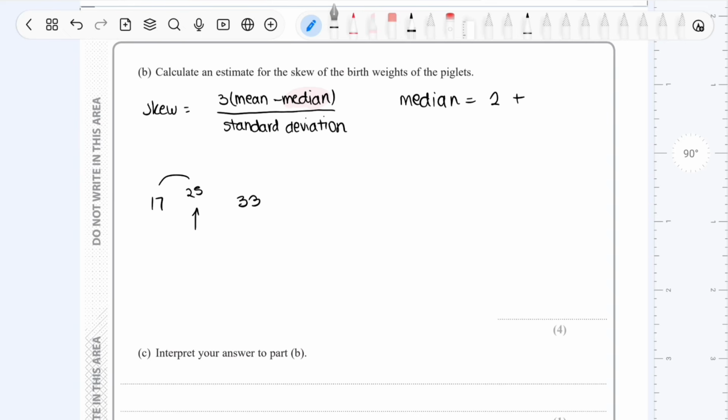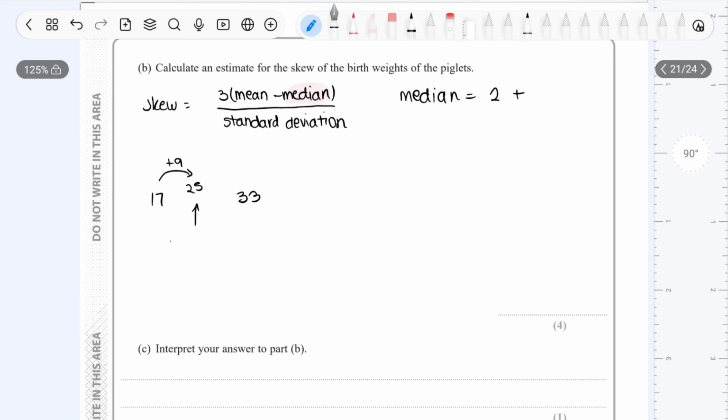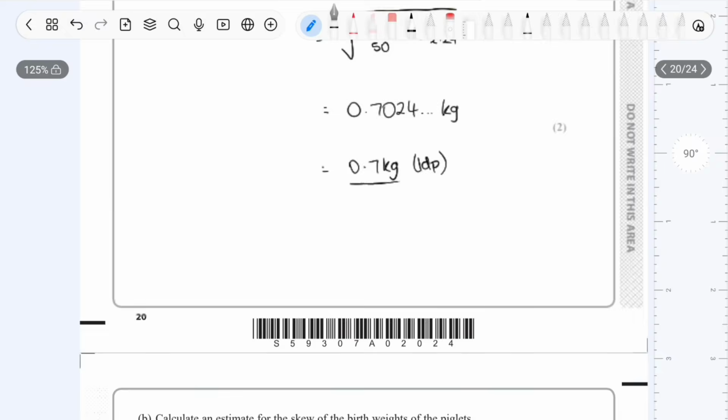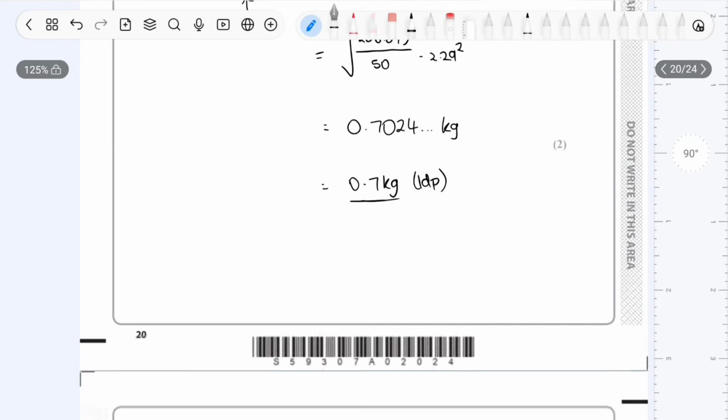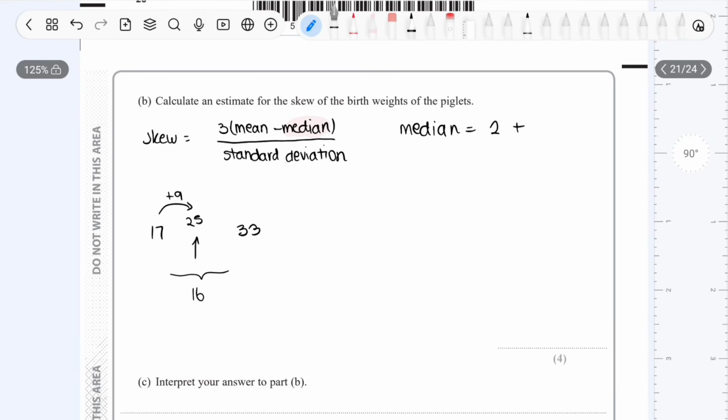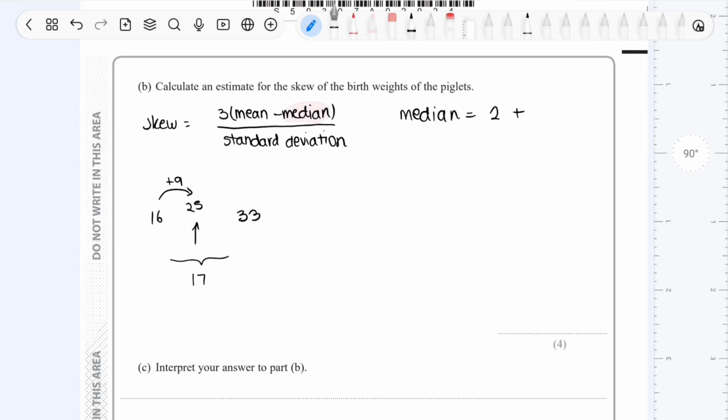Now 25 is an addition of 9 out of a class width of 16, if I'm correct. Was it 16? No, it was 17. I've got the values the wrong way round. So we need to add 9 out of 17, and we need to multiply it by how large the class interval is, which is 0.5. And this gives us a value of 2.2647 and so on, and we'll just round it to 2.26, which is 3 significant figures.